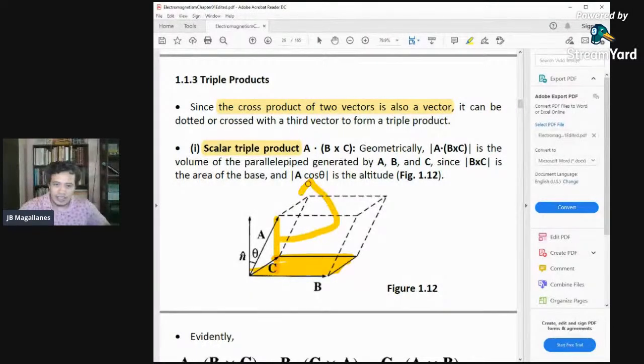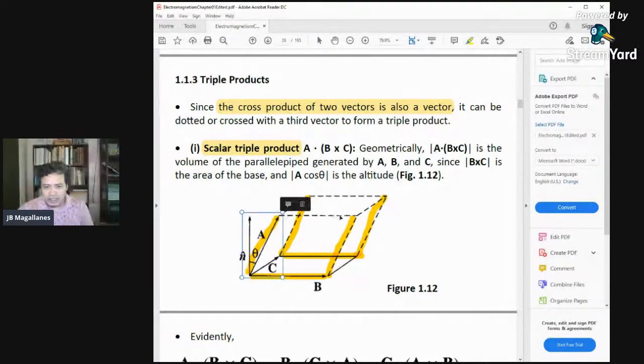This is the altitude. So that's the volume of the parallelepiped, A dot B cross C. So you can get the parallelepiped by projecting the vectors. For example, A, you have A here, you can project it here, you can project it here. It's the same vector. You can project that here. And then for B, you can project this here, here, and here.